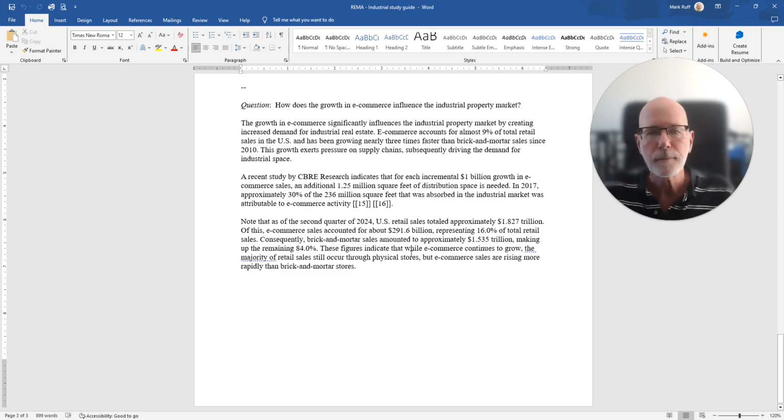But watch. Bricks and mortar store sales are increasing, but not at the same clip, not at the same pace, not at the same rate as e-commerce. E-commerce is growing much more rapidly than bricks and mortar sales because, while people are still going out and shopping at physical stores, a lot of people are increasing their shopping from home.